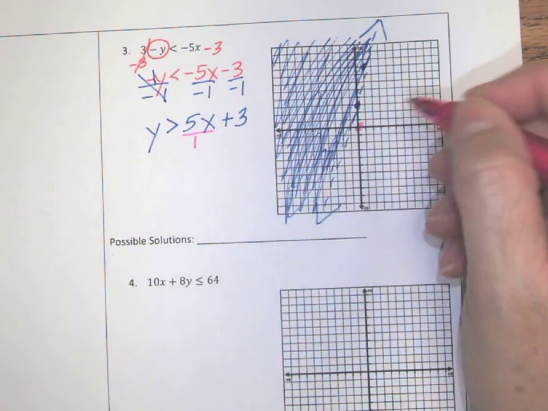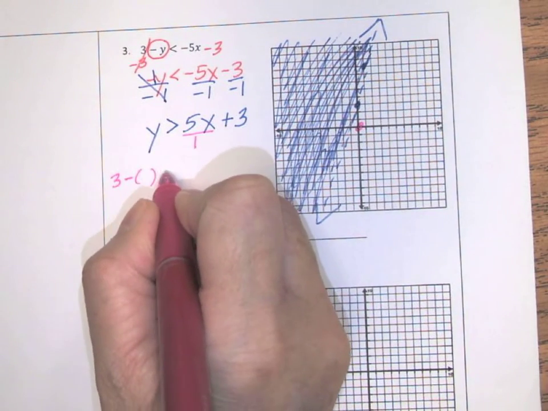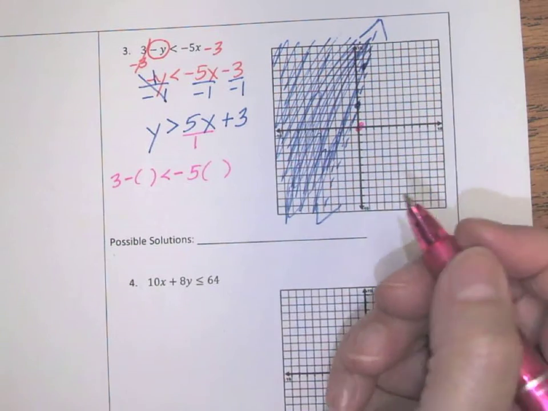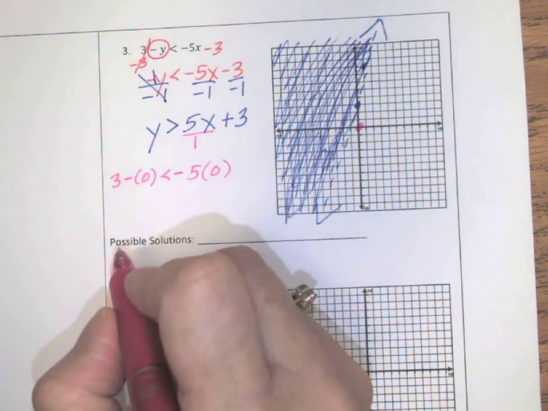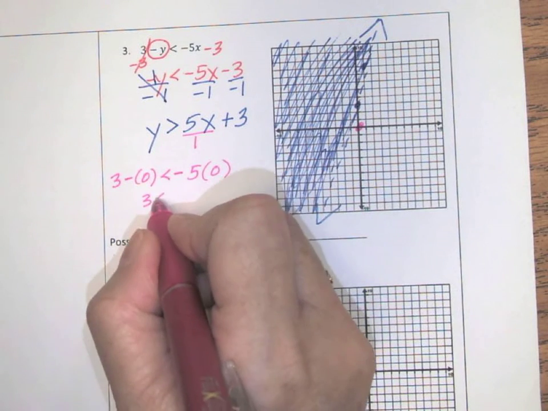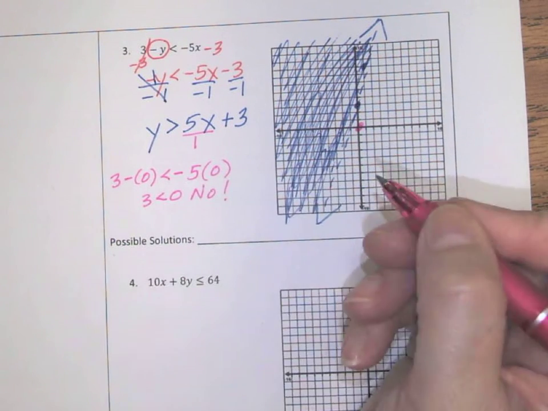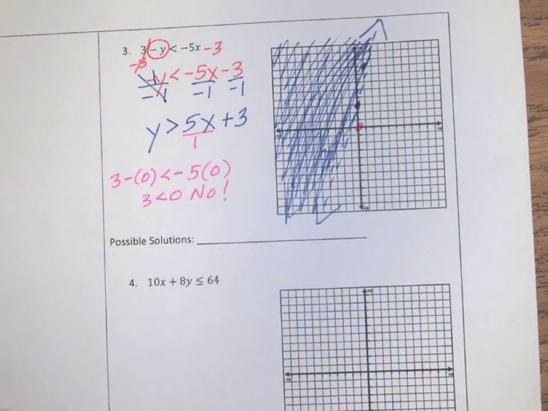Let's check 0, 0. So I'm going to go to the original equation. I like to just write down the shell, leaving a hole for x and y. I'm going to put in 0, 0 because the math's easy. I get 3 is less than 0. Is that true? No, it is not true. So 0, 0 is not in the shaded area because it's not a solution, so I have shaded correctly.